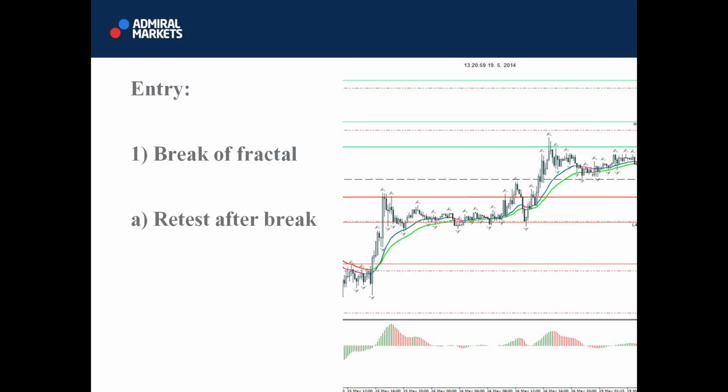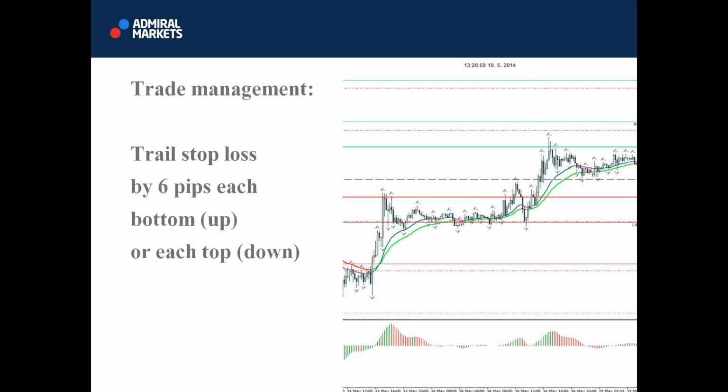Entry could be the break of the fractal or retest after the break. Yesterday we discussed volatility, and we also discussed the break, pullback, continue concept shortly. Trade management could be the bottoms or candlestick lows, a trail stop loss by, for instance, 6 pips.